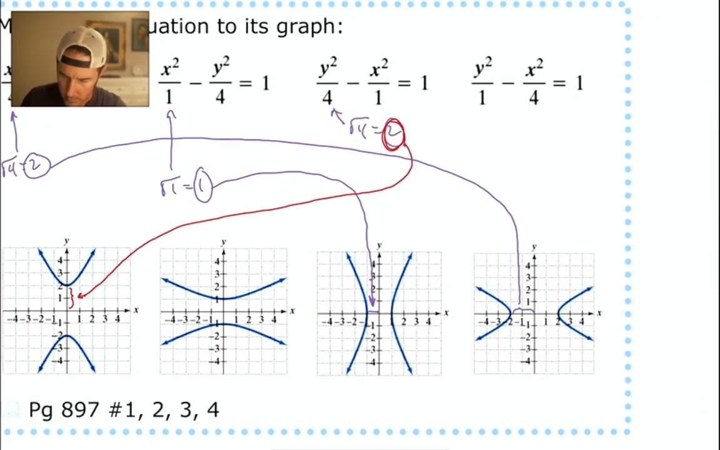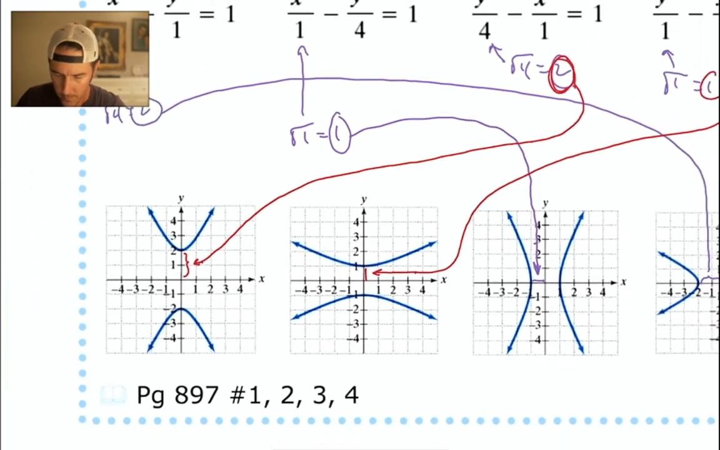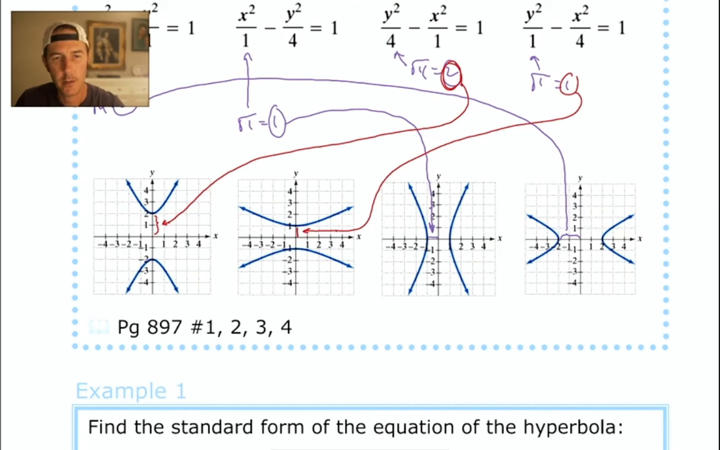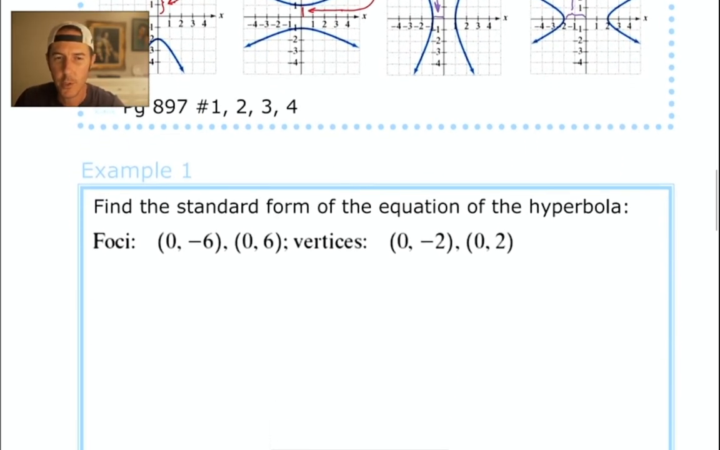And finally, leading with a y squared has to be concave in the vertical direction. Denominator is equal to 1. We take the 1, we square root it, we get 1, and that'll be our vertical distance from the center to the vertex. This isn't so bad, right? We can do this. Find the standard form of the equation of the hyperbola.